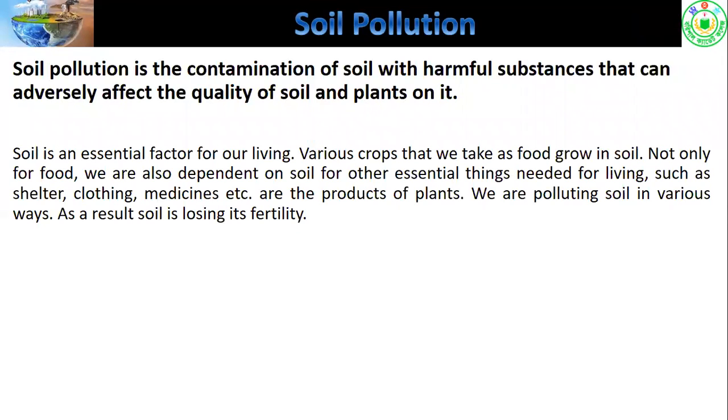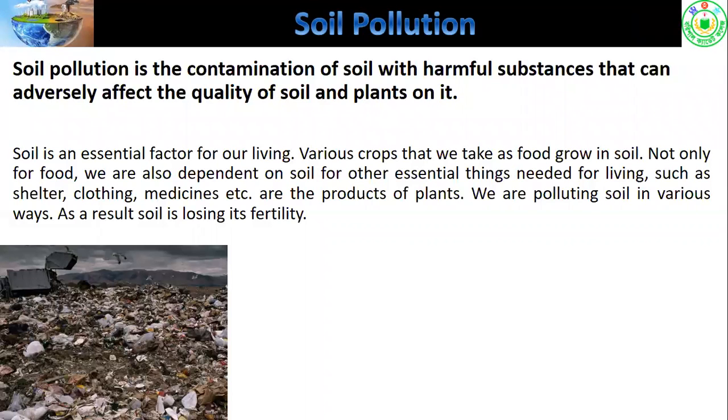Soil is an essential factor for our living. Various crops that we take as food grow in soil. Not only for food, we are also dependent on soil for other essential things needed for living, such as shelter, clothing, medicines, etc. are the products of plants. We are polluting soil in various ways. As a result, soil is losing its fertility.